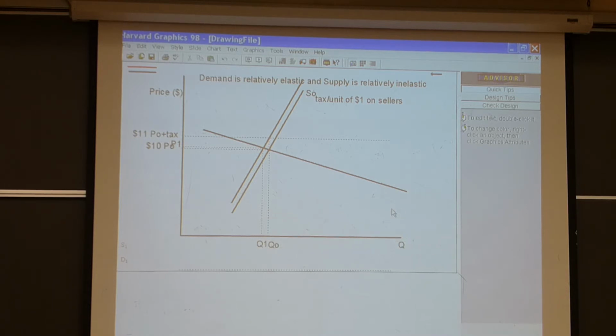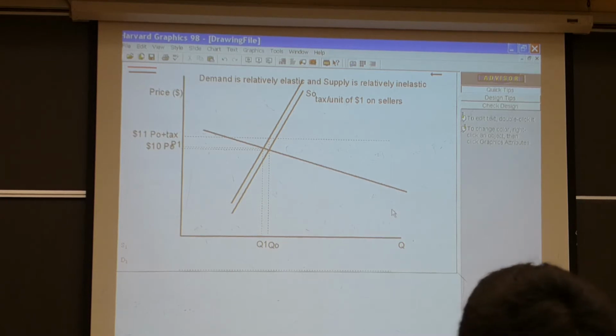Okay, I want the buyer's share of this. What is the buyer's share? On the diagram, show me the buyer's share of the tax per unit. P0 plus tax minus.